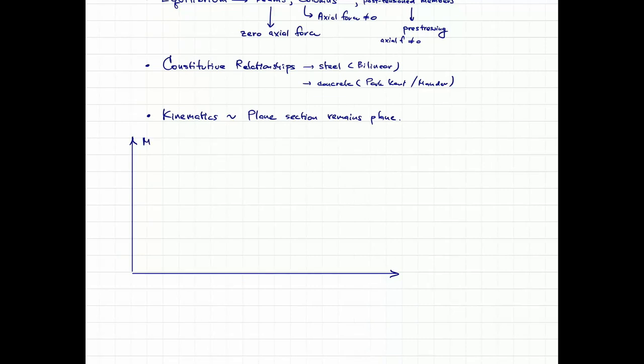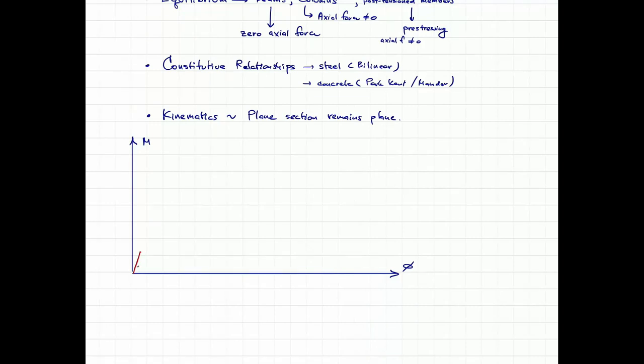Moment and curvature relationship. First of all, you load your cross section under bending. This is for a given axial load. The curve that we will produce is associated with one axial load only, because otherwise you need the volume plot, not the plane plot like this. So you load your cross section under the bending, under the moment. You come up.